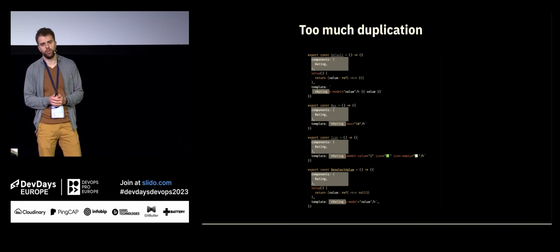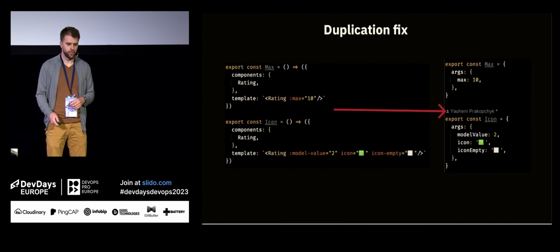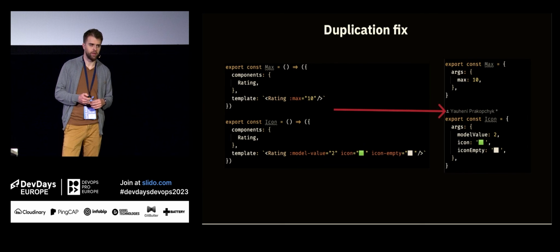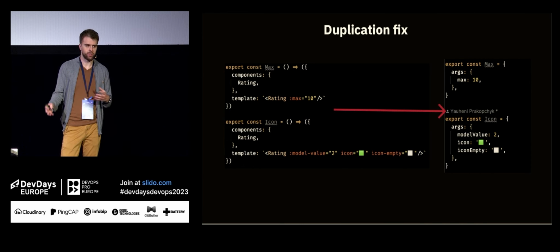But we have a couple of issues right now with our stories. There is too much duplication, too much code. Maybe we can do something about it. And indeed we do. We have the args concept in Storybook. So you can define your props in an object way, and then it's transferred to a component. So it's much less code.